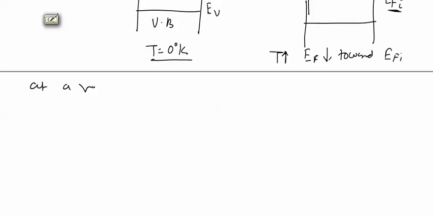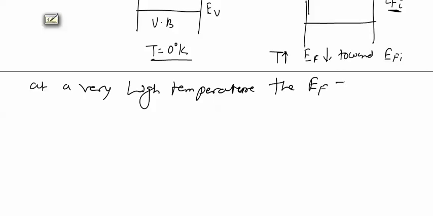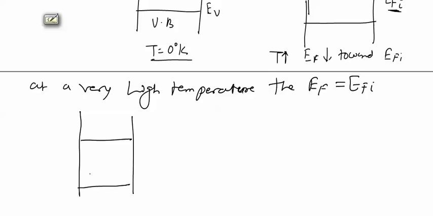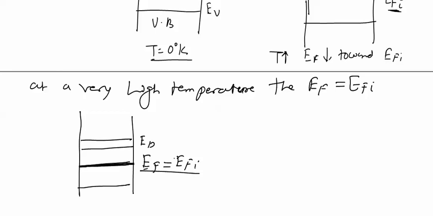At a very high temperature, the Fermi energy level EF becomes intrinsic Fermi energy level EFI. Means in n-type semiconductor, at a very high temperature, the Fermi energy level coincides with Fermi energy level of intrinsic semiconductor, which is at the center of forbidden energy band, then EF is equal to EFI. With increase in temperature, the Fermi energy level of n-type semiconductor shifts downward towards EFI.